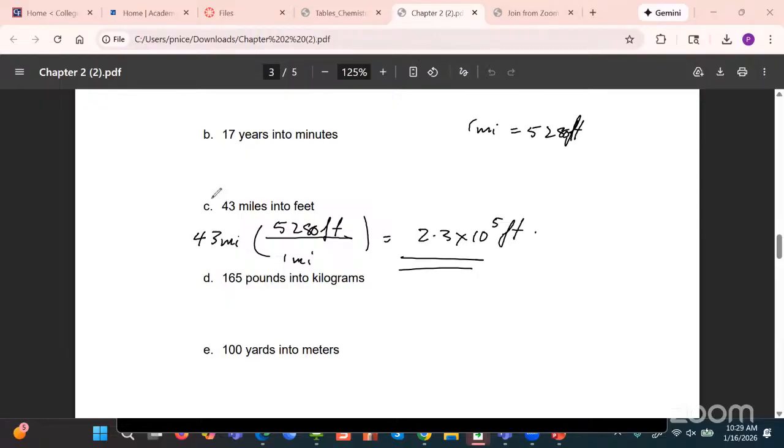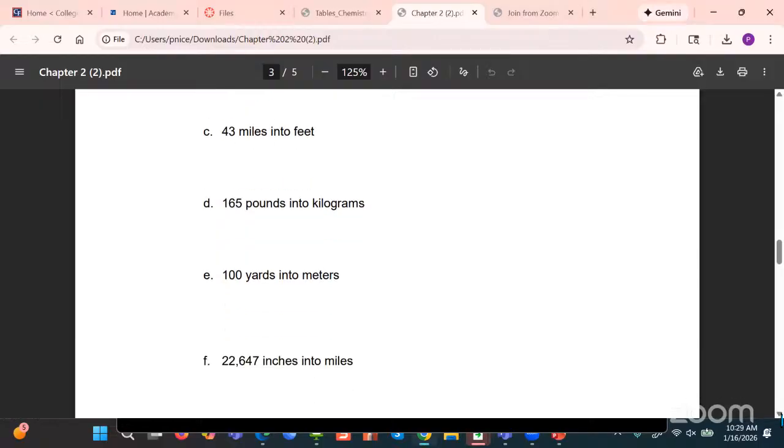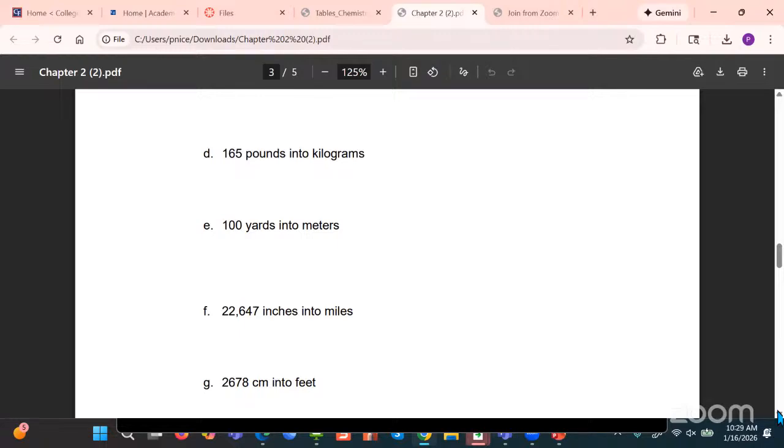Okay, I'll take your non-response to mean that you understand what I'm doing perfectly. So let's look at D. D is a bit different from the others because you're going from pounds, which is a non-metric unit, to kilograms, which is a metric unit. There's a slight difference in how we approach this, which I'm going to show you right now.